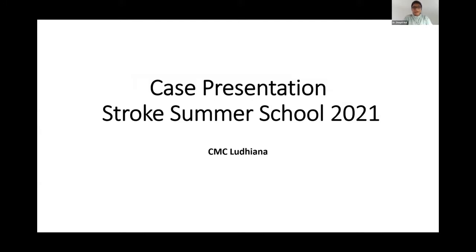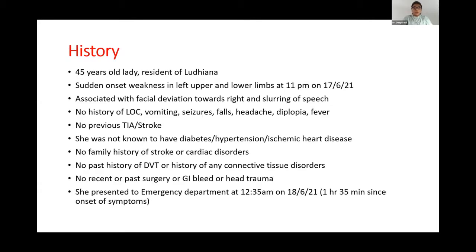Good evening, respected faculty and delegates. I'm Deepthi, final year resident from CMC Ludhiana, going to present a case of a 45-year-old lady, a resident from Ludhiana, who presented with sudden onset weakness in the left upper limb and lower limb, associated with facial deviation towards the right and slurring of speech, with no history of loss of consciousness, headache, or diplopia, and no previous history of TIA or stroke. She was not known to have any vascular risk factors and no family history of stroke or cardiac disorders. She did not have any history of deep vein thrombosis or connective tissue disorders, and no recent or past history of GI bleed or head trauma. She presented to our emergency department within 1 hour and 35 minutes of the onset of symptoms.